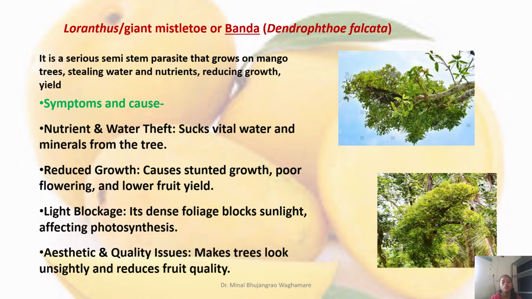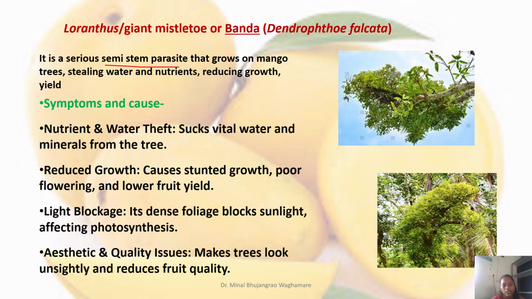Because this Loranthus has its own chlorophyll, but for nutrients and water it depends on another host crop, such as mango. And this is a kind of cancerous infection on the main plantation, that is on mango, because it will suck their water and nutrients with the help of haustoria, and it will lead to reduced growth and yield of the main crop, that is mango.